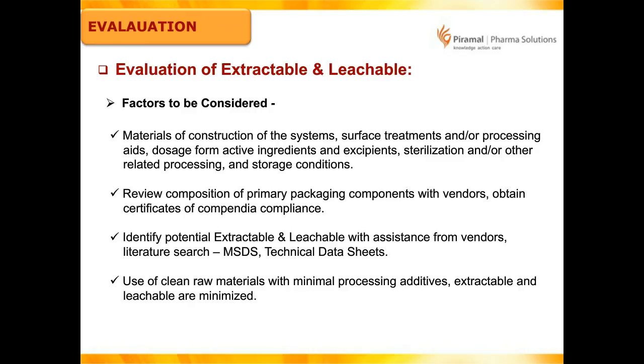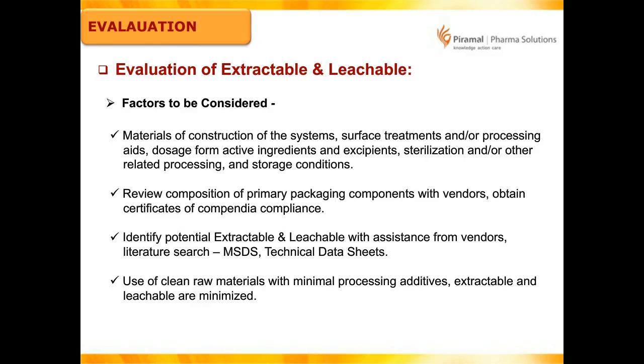When you are doing the extractable study, there are certain factors you need to consider. When you start the extraction study, you should be aware of what the primary packaging component is and what the vendor has provided you. You need to look out for the material of construction of the system, surface treatments, and the processing aids used in the manufacturing of the container closure system. Once you have an idea of the components used in the packaging material, it will be easier when you are doing the extraction study.